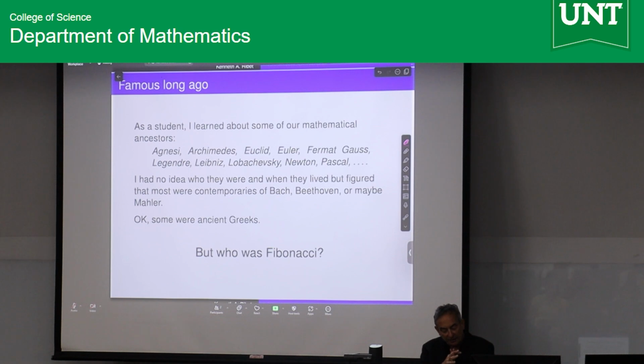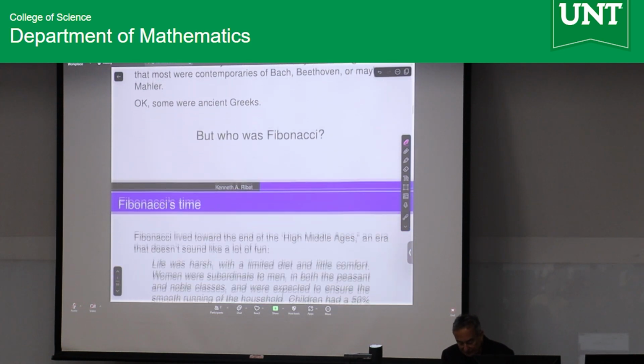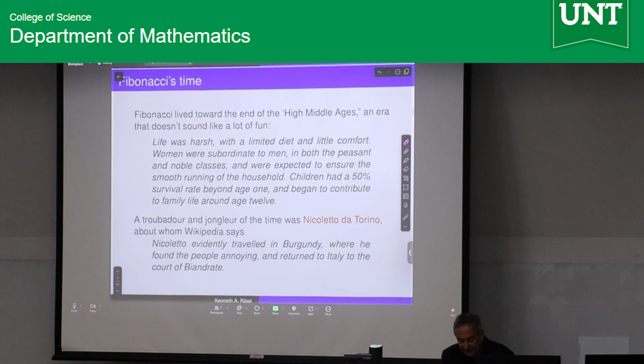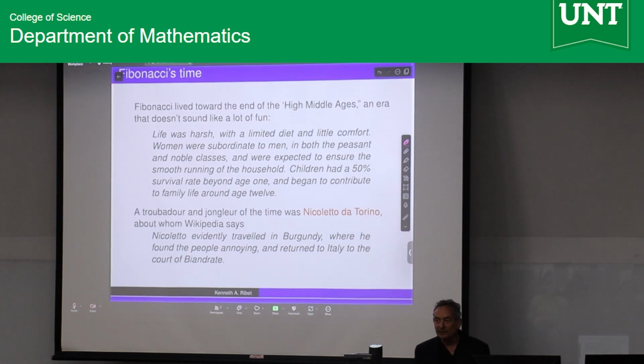But I couldn't very well place all of these people in time. So some of them were obviously very old, like Archimedes and Euclid. But you know, did Gauss live before Newton? I have no idea. We put these people in order, and especially I had no inkling as to the time in which Fibonacci lived. Just knew the name, and it turned out that I found out that he lived in an era which is called the High Middle Ages. So you might know Monty Python and the Holy Grail. The movie takes place in the Middle Ages, so things were pretty dire at the time.